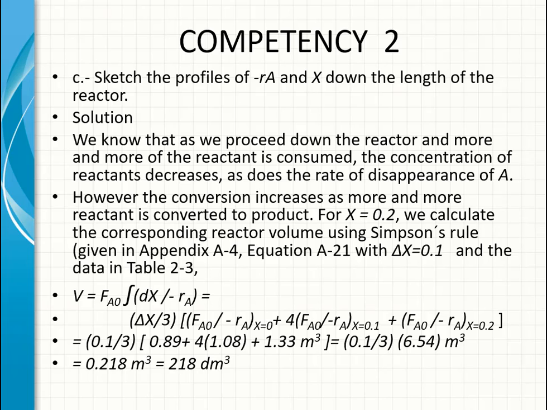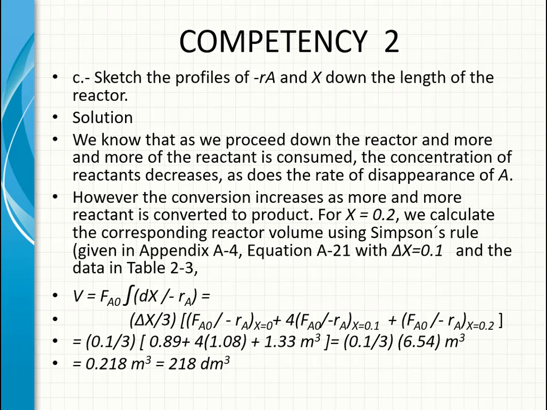C. Sketch the profiles of minus RA and X down the length of the reactor. Solution. We know that as we proceed down the reactor and more of the reactant is consumed, the concentration of reactants decreases, as does the rate of disappearance of A. Remember that the rate is directly proportional to the concentration, so if the concentration decreases, so does the rate. However, the conversion increases as more and more reactant is converted to product.